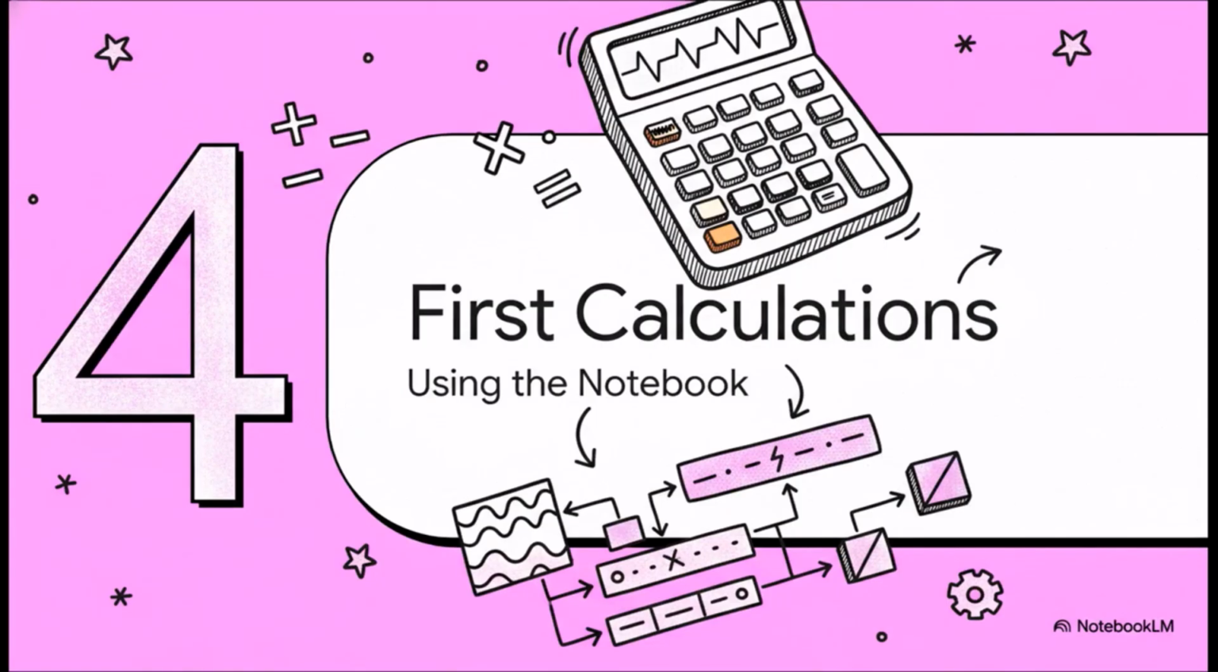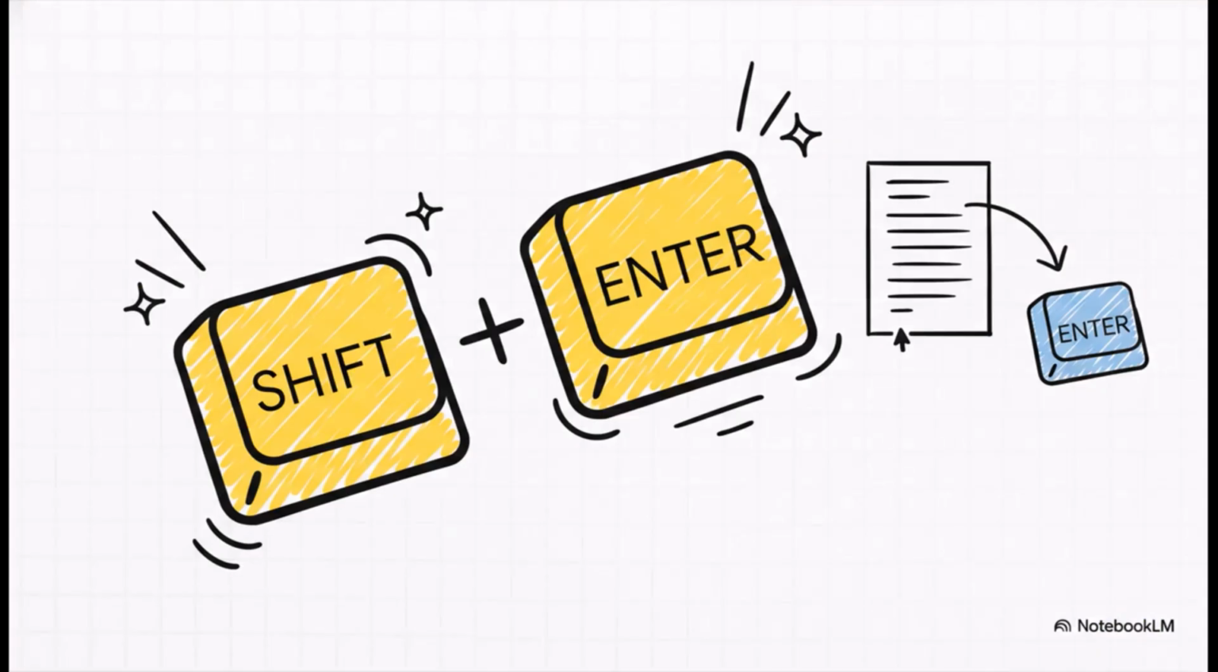All right, let's fire it up and see how this thing actually works. We're going to start by just using the notebook as a kind of super-powered calculator. But first, the single most important tip for anyone who's just starting. To make a command run, you don't just hit Enter. That just moves you to a new line. You have to press Shift and Enter at the same time. Trust me on this. Remembering that one little thing will save you so much confusion.